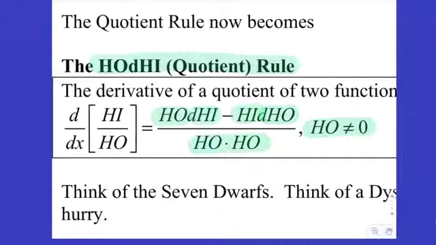Press pause and say that 3 or 4 times to yourself real fast. Ho d-hi minus hi d-ho over ho-ho. It's not hi d-ho minus ho d-hi over hi-hi. It's ho d-hi minus hi d-ho over ho-ho. You start with a ho, you end with a ho. You've got 2 ho's in the bottom. The ho's are lining up on the outside. Okay, start with a ho, end with a ho.